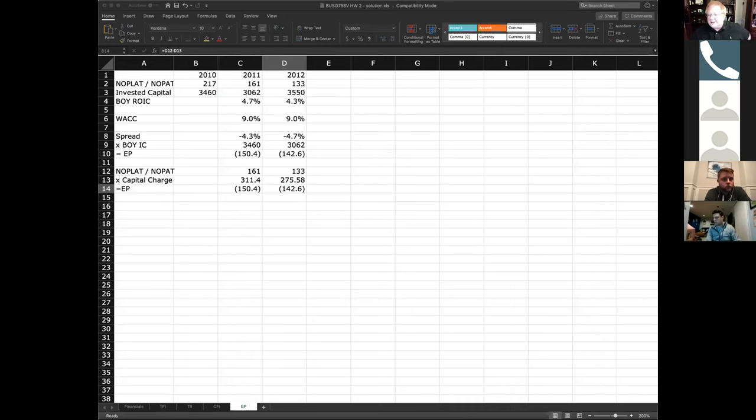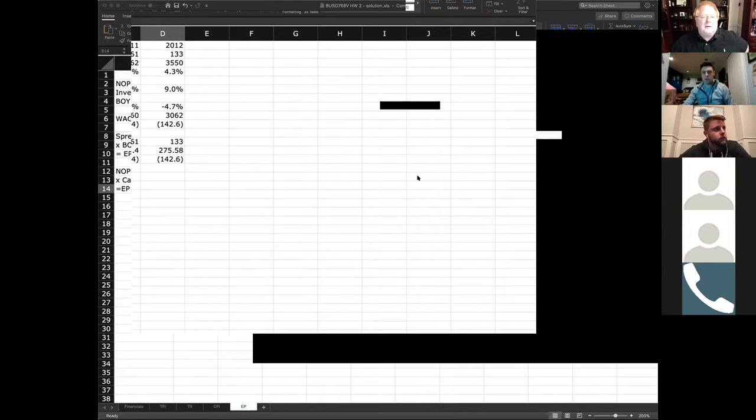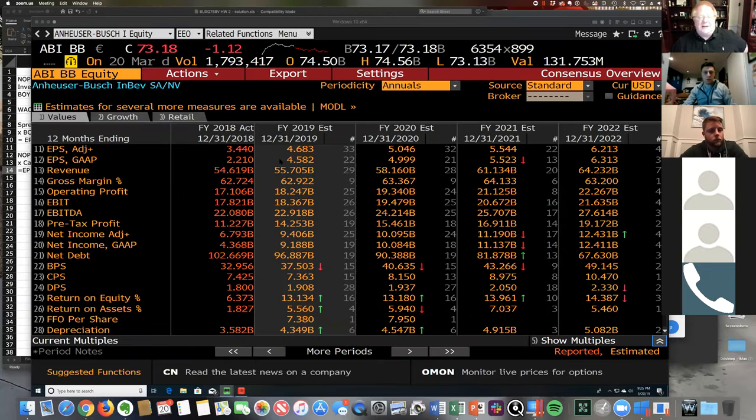So, can you see the screen? Can you guys see the screen? Not Bloomberg if you're on there. I'm on Bloomberg. You can't see Bloomberg? We still see the Excel. All right. Can you see Bloomberg now?